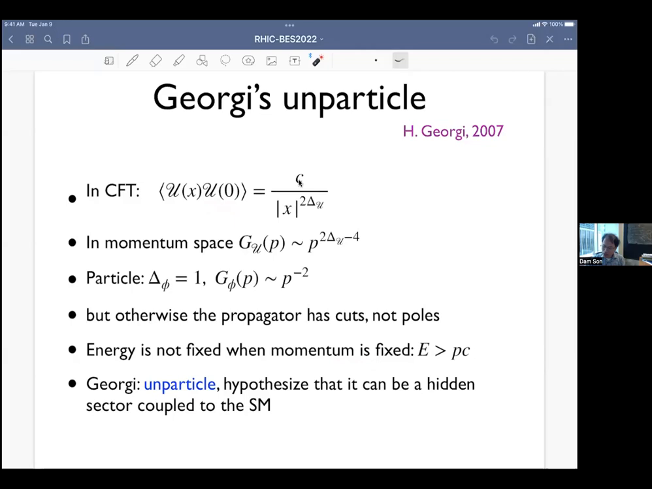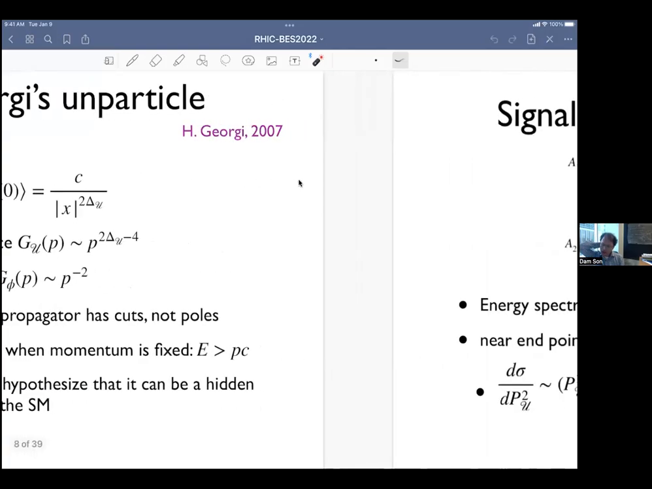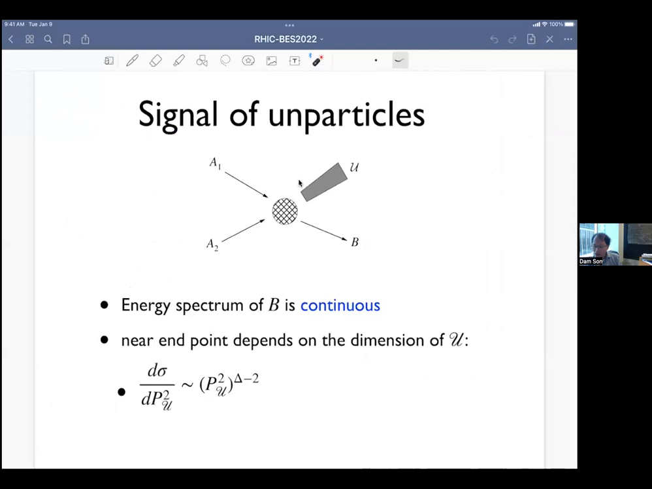Georgi called this object an unparticle and hypothesized that it can be a hidden sector coupled to the standard model. In a more theoretical language, his hypothesis is that the standard model is coupled to a certain interacting conformal field theory. So if that is the case, then we can hope to see these unparticles in reactions involving usual standard model particles.